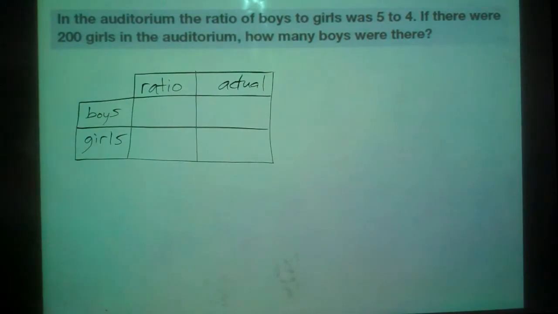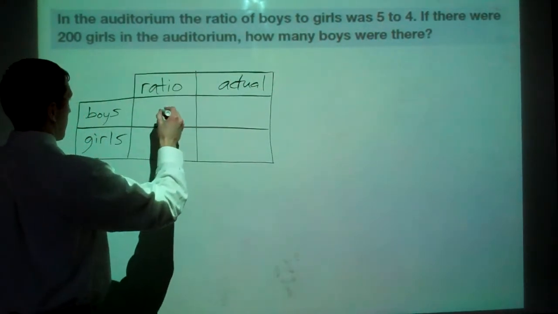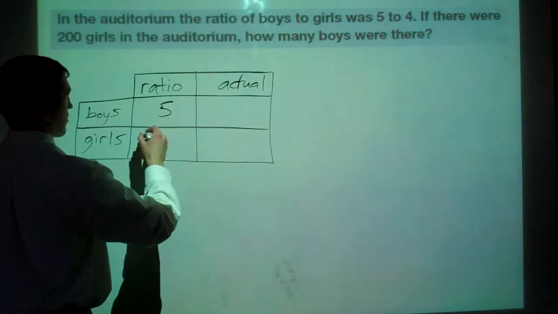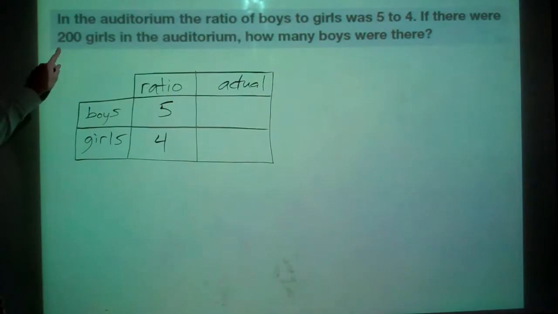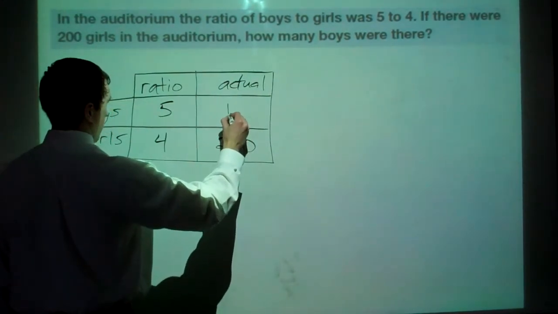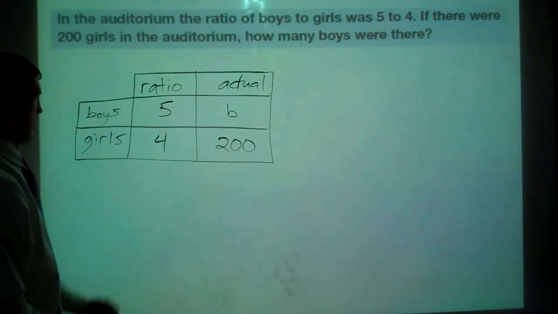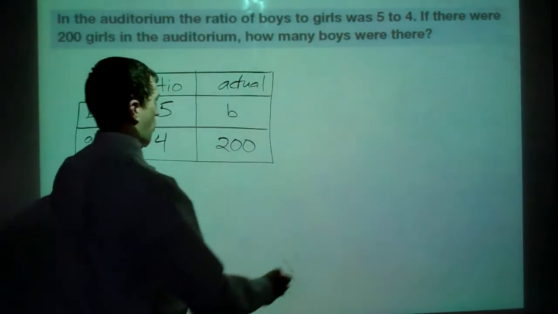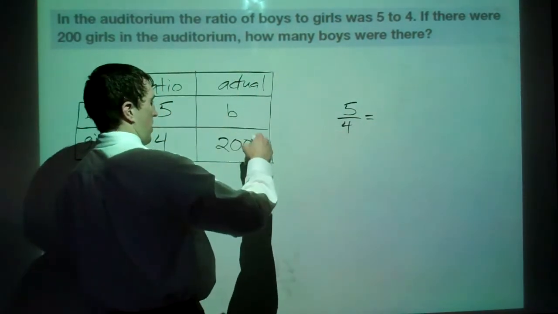So we see what they give us here. Boys to girls, so 5 to 4, 5 goes with the boys, stay in order, 5, and girls is 4. So there's our ratio, and they tell us there are actually 200 girls. And we'd want to solve for boys, so I'll call that B, and we'll figure out how many boys are left. Okay, so we have our proportion set up, 5 over 4 equals B over 200.